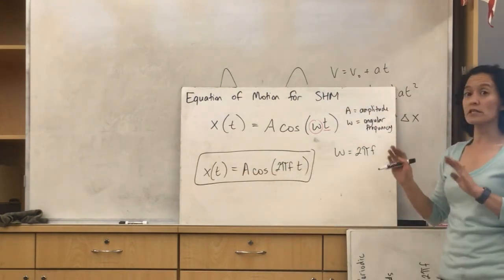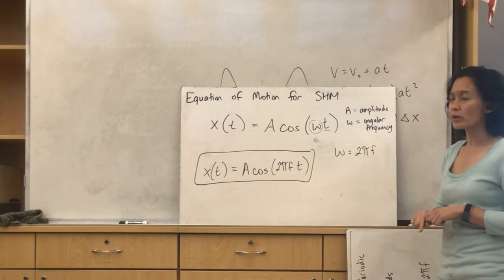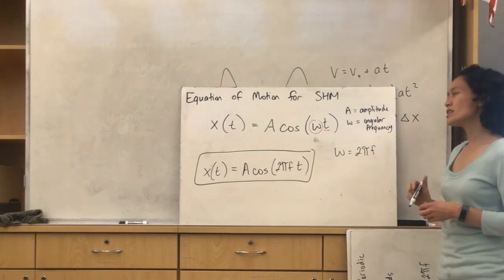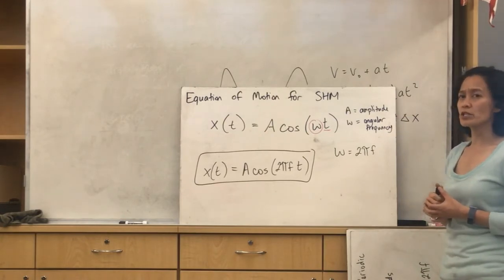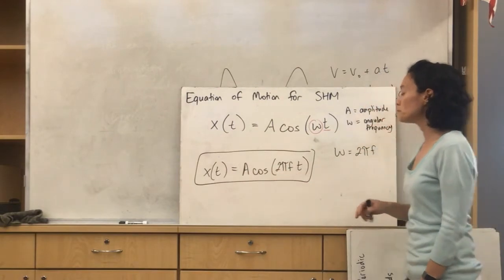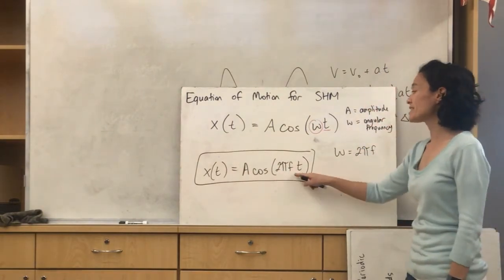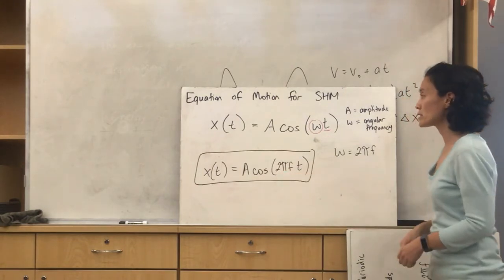Now that kind of looks scary and intimidating. We're not going to go into too much mathematical rigor with this. More so, you need to understand how to identify the equation of motion and what the different parts of the equation mean: this first factor is an amplitude, and you're going to have something times t, and that something is equal to 2 pi times the frequency.